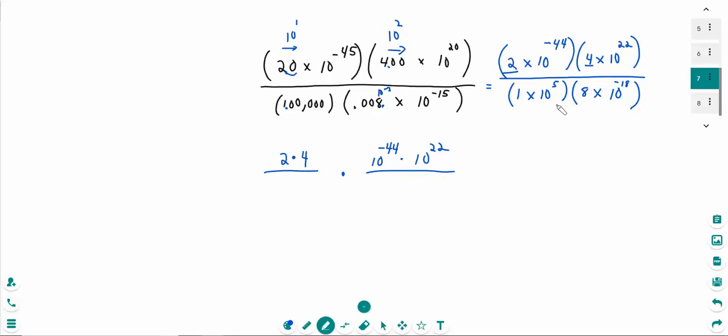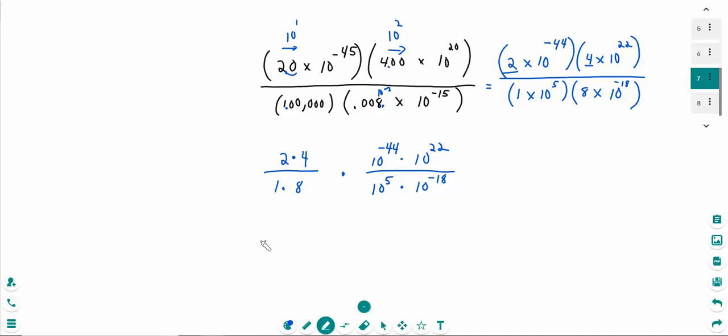And then in the denominator, same business. We have 1 times 8, and then we have a 10 to the 5th times a 10 to the negative 18th. Okay, now we just do some work here. And watch out. This is 2 times 4, and this is 1 times 8. It's not 1.8. So 2 times 4 is 8. 8 over 1 times 8, which is 8, it's just going to be 1, right?